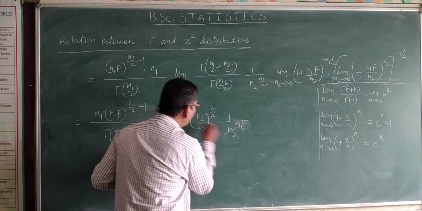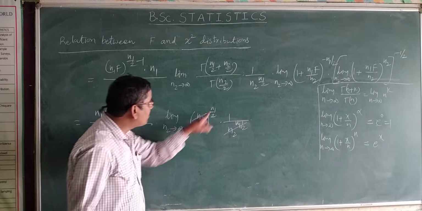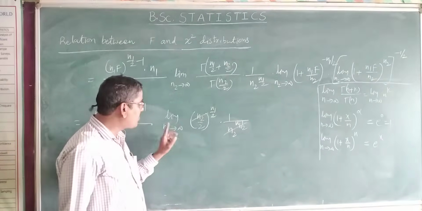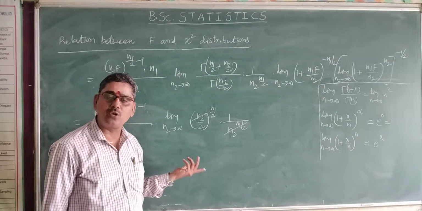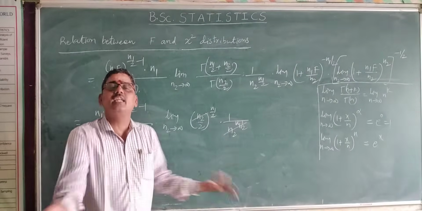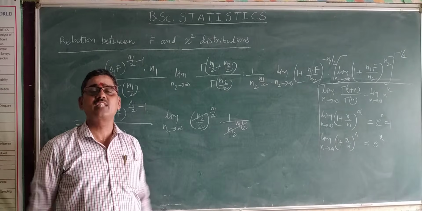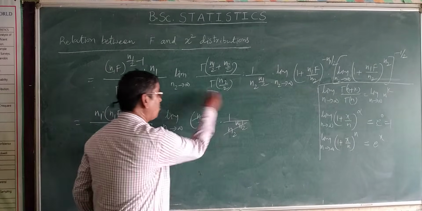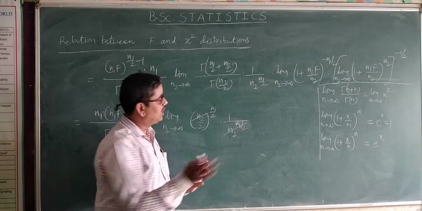Now n2 power n1 by 2 will get cancelled. 2 power n1 by 2 is there. The limit n2 tends to infinity of 2 power n1 by 2 is 2 power n1 by 2, because there is no n2. So now this particular limit is removed.